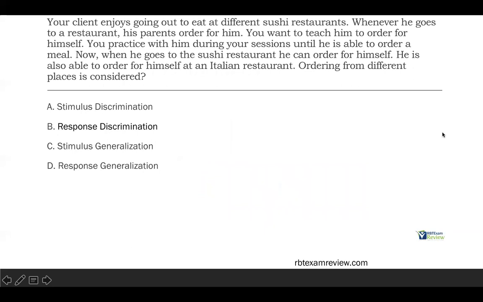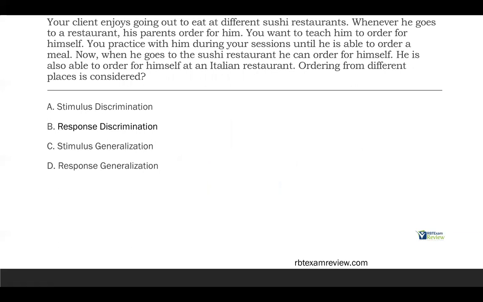All right. Your client enjoys going out to eat at different sushi restaurants. Whenever he goes to a restaurant, his parents order for him. You want to teach him to order for himself. You practice with him during your sessions until he is able to order a meal. Now, when he goes to the sushi restaurant, he can order for himself. He is also able to order for himself at an Italian restaurant. Ordering from different places is considered what?